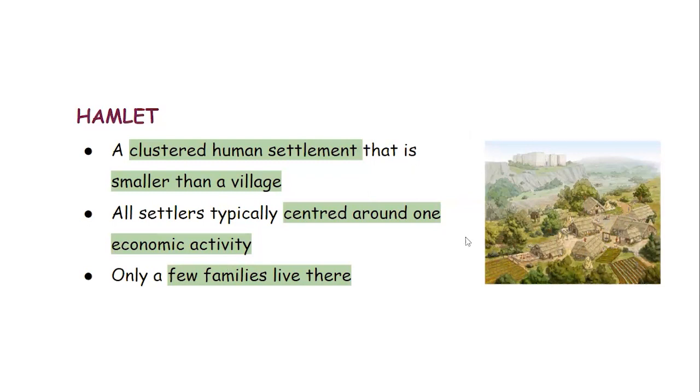All settlers depend on one economic activity, or it can be the example of a fishing community. Yeah, a fishing community is a good example. There is a chance for a hamlet to develop around a lake or on the sides of a lake, and the people depend on that lake for their livelihood. Like that, all settlers of a hamlet depend on one economic activity, and only a few families live there, since it is a small area. So these are the major points to remember about hamlets.